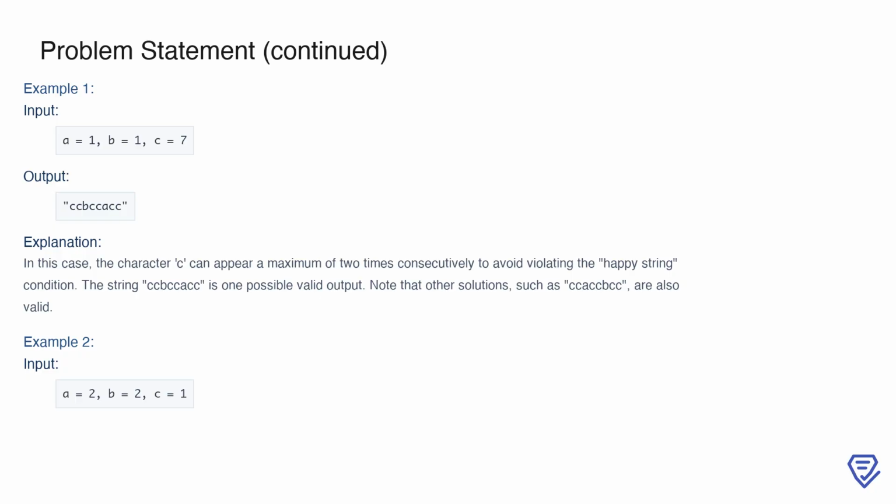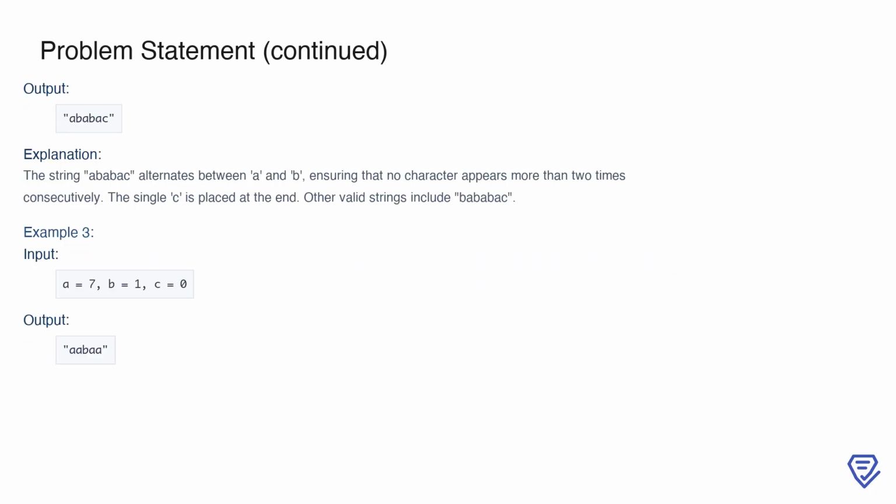Now consider a second example with input values A equals 2, B equals 2, and C equals 1. In this case, the output string could be ababac. This string alternates between A and B, ensuring that neither character appears more than twice consecutively. The single C is placed at the end, which respects the maximum counts for each character. Another valid solution could be babab ac, as long as the same rules are applied. The key is to distribute the characters carefully to avoid three consecutive repetitions.